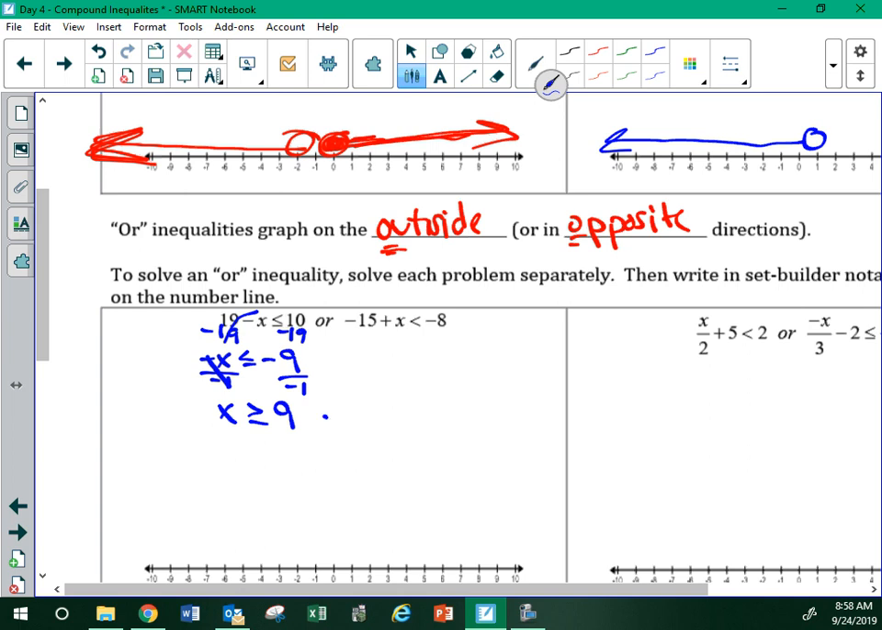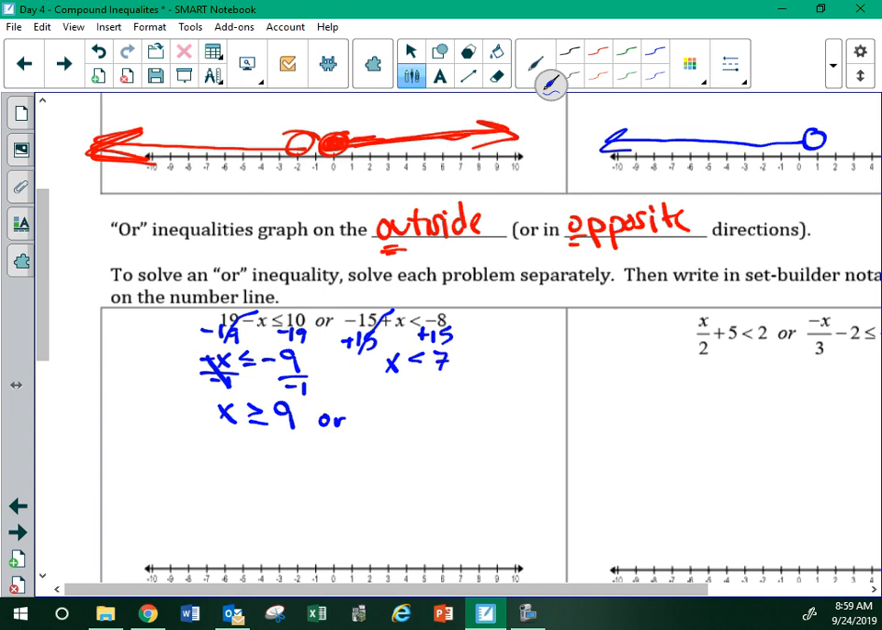Let's go and write the word or, because we know we're going to have another solution. And let's solve our other side. I have negative 15. How do I get rid of it? Positive 15. We're going to add 15 to both sides. So positive x, I still have less than. Negative 8 plus 15 gives me positive 7.